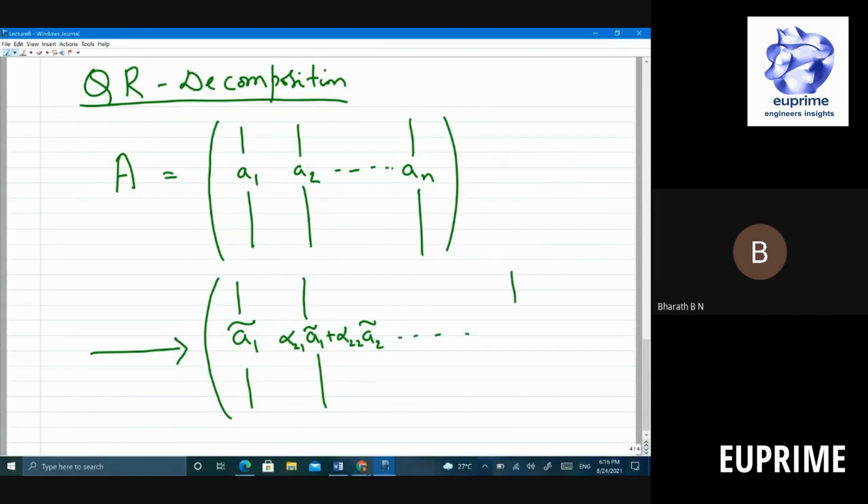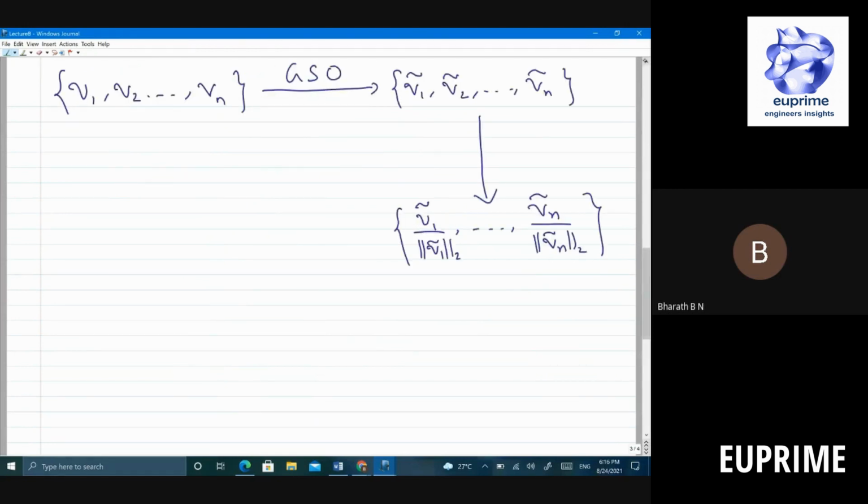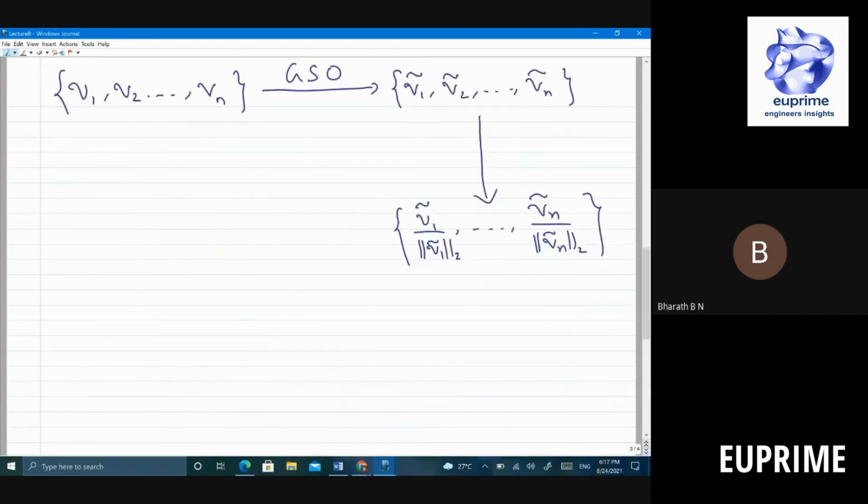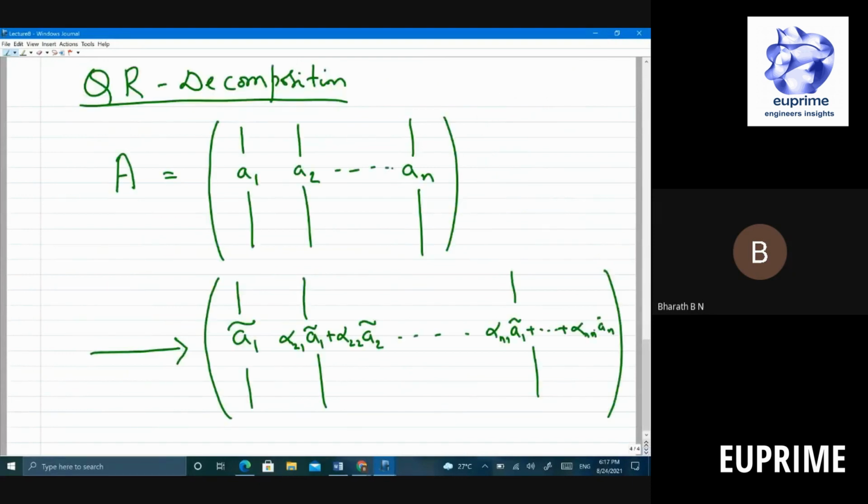What will be the last one? Alpha n1 A1 tilde, and so on, alpha n, An tilde or An. So this is what we get. Do you agree? The last one is a linear combination of all the previous ones. Is that clear? So what will be the last one? Vn tilde. It's Vn minus something. So it will be a linear combination of all Vn's or Vn tilde, whatever you want to call it.